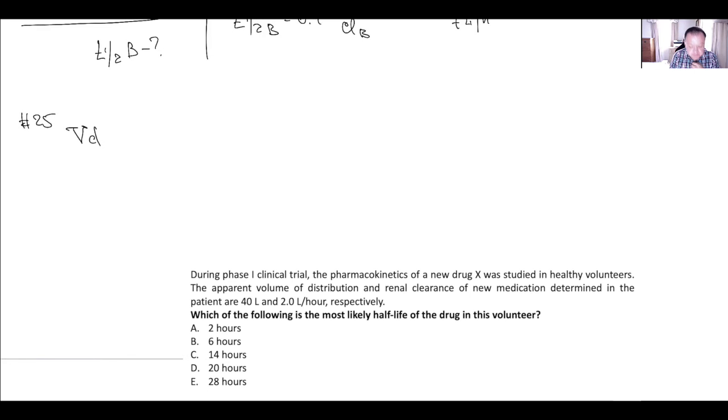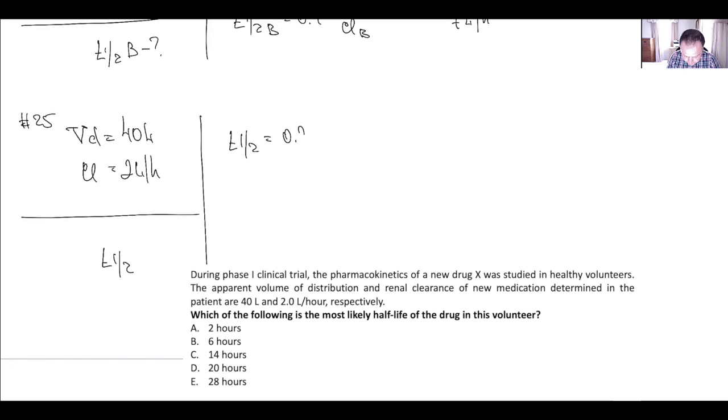Volume of distribution 40 liters and clearance 2 liters per hour. Which of the following is the half-life? Half-life is 0.7 times volume of distribution over clearance, and it will be 0.7 times 40 liters over 2 liters per hour, and that will correspond to 14 hours. Good. Next one. What about that?